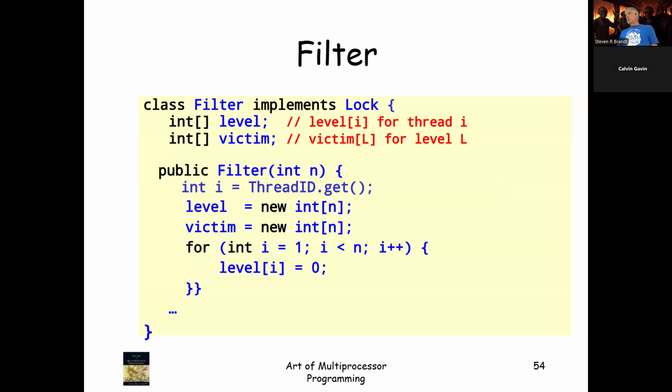Is it fair? It's going to give you enough fairness that you can call it starvation free, right? You're going to make progress through that lock. Because the next person who tries to get that lock and gets to your level is going to make themselves the victim, and then you'll get through. Threads can overtake threads within the filter lock, so we don't usually call it fair, but it's going to make you starvation free.